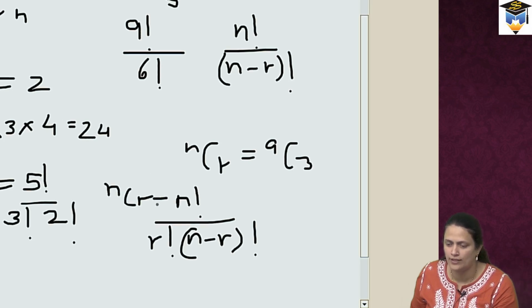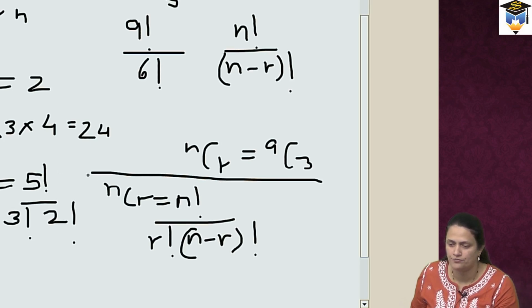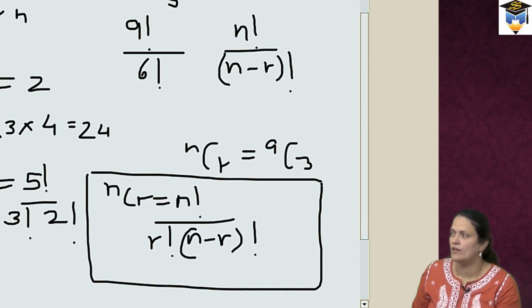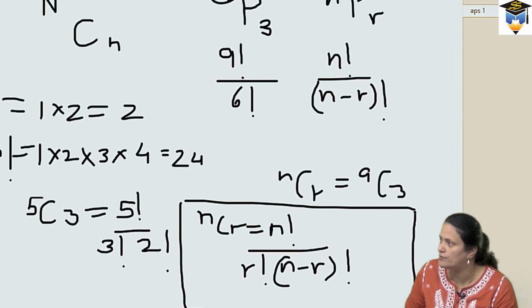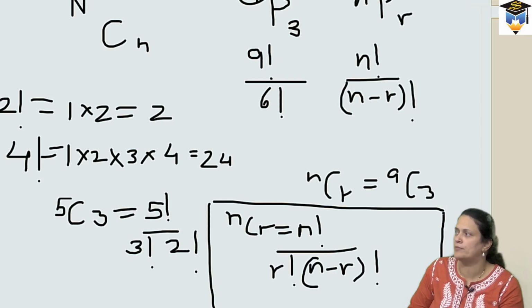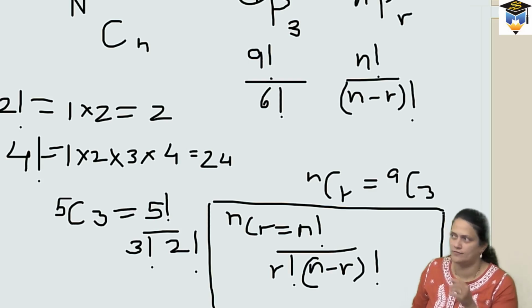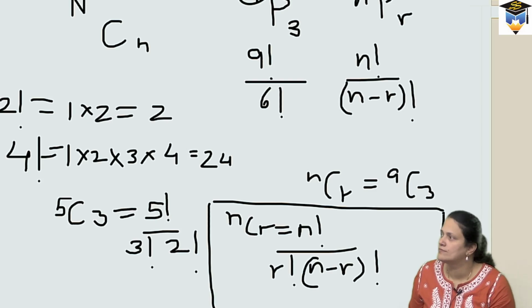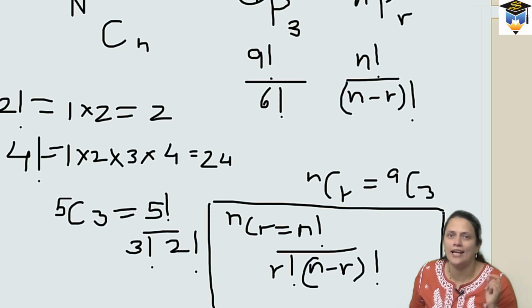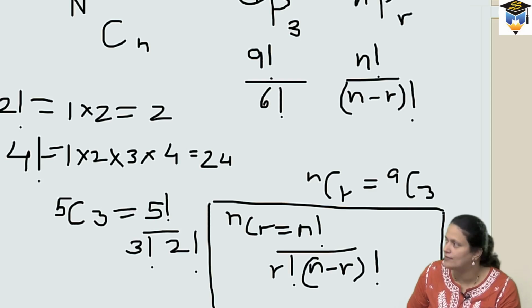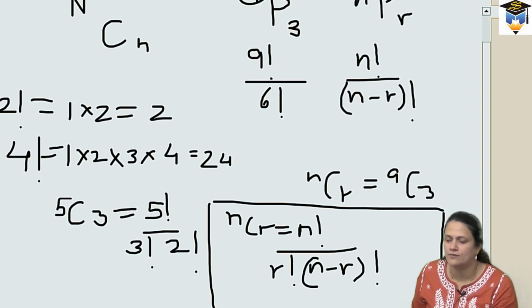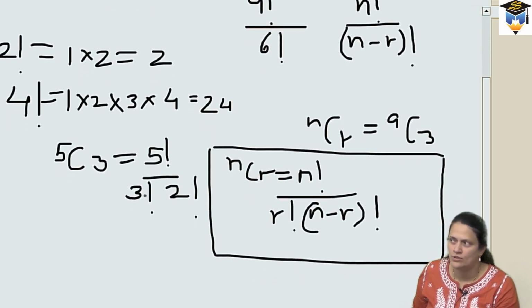nCr is equal to, write this formula all of you. Online students, if you are not able to see, I think now you will be able to see. nCr is given by the formula n factorial upon r factorial into (n minus r) factorial. So we are going to solve this.